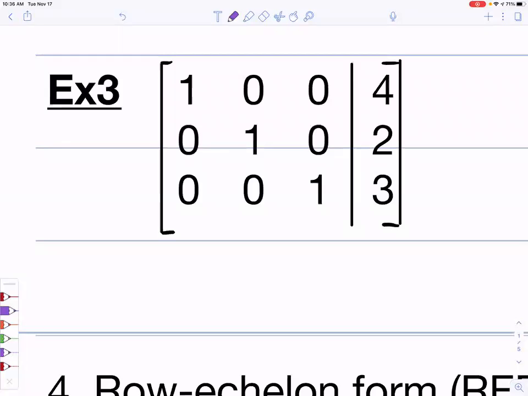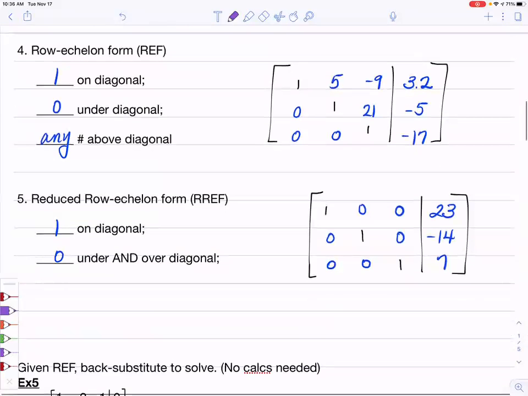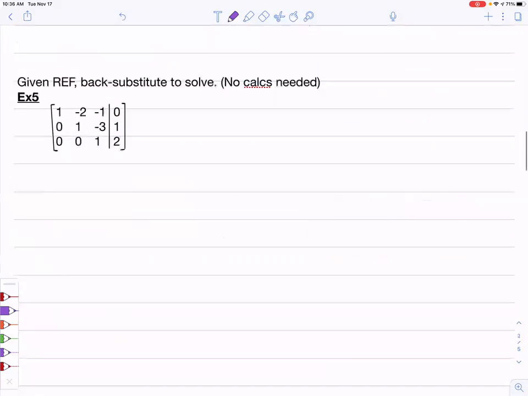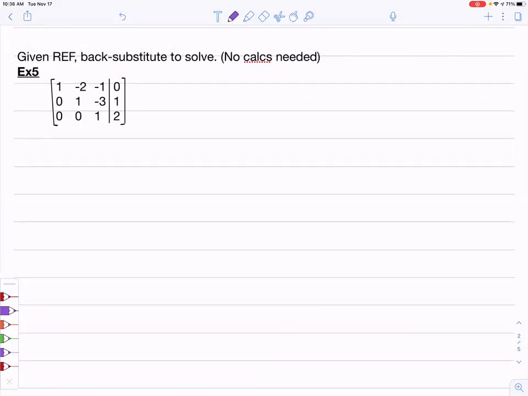Let's talk a little bit about the difference between row echelon versus reduced row echelon. Row is where I only have to have zeros underneath. Reduced row is where I have zeros above and below. Now, let's use one of these. Number 5.